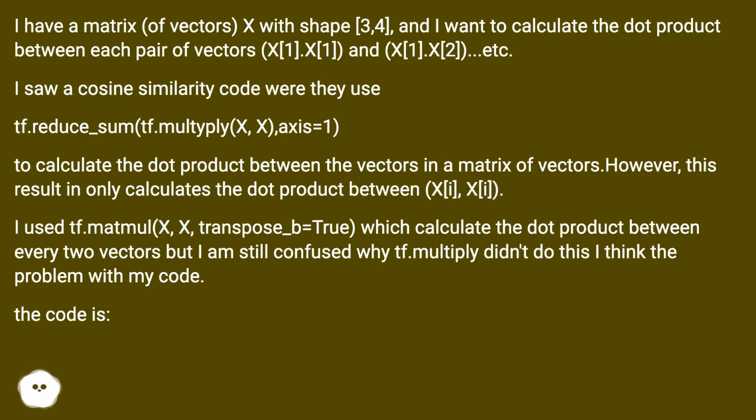I saw a cosine similarity code where they use Tf.reduce_sum, Tf.Multiply, axis equals 1 to calculate the dot product between the vectors in a matrix of vectors. However, this only calculates the dot product between xi and itself. I use Tf.Matmul, x, transpose_b equals true, which calculates the dot product between every two vectors, but I am still confused why Tf.Multiply didn't do this.